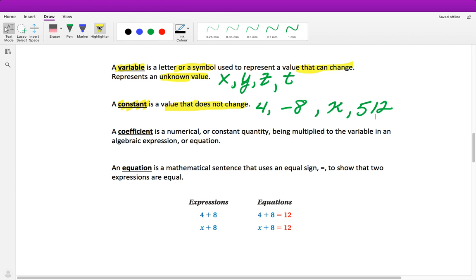Now, once they get multiplied to a variable, then we change their name. So we don't call them a constant anymore at that point. So it's a value that does not change. So it's a numerical value that is just being added or subtracted to our problems.